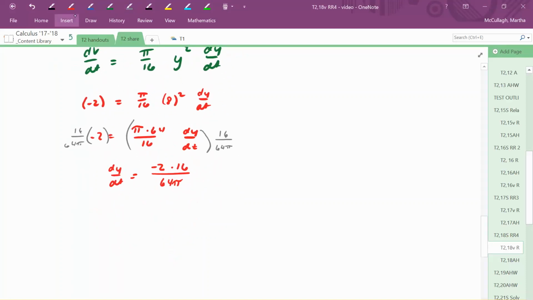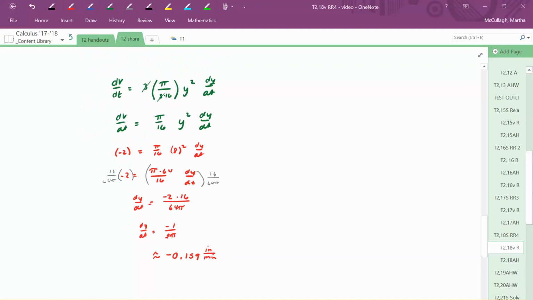So let's see, coming back here, dy/dt equals -1 over 2 pi. 2 times 16 is 32. 32 over 64 is 1 over 2. So that's approximately -0.159 inches per minute. y is measured in inches, time is measured in minutes, so our answer is in inches per minute.